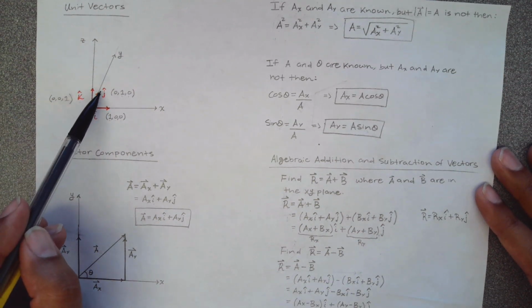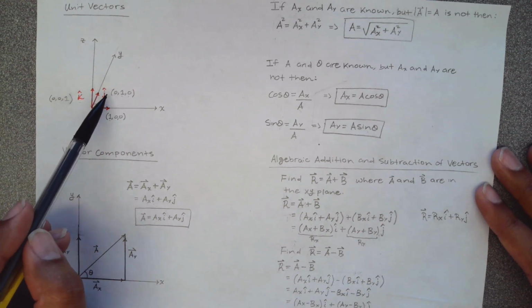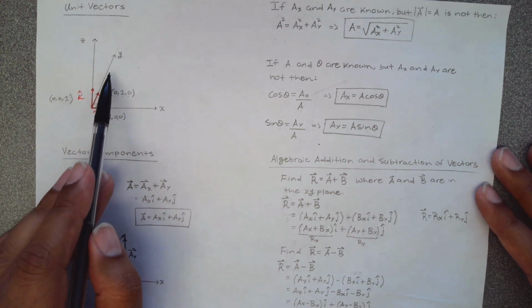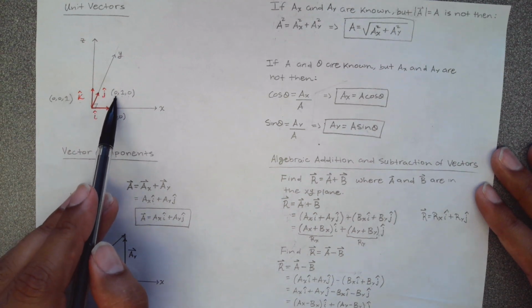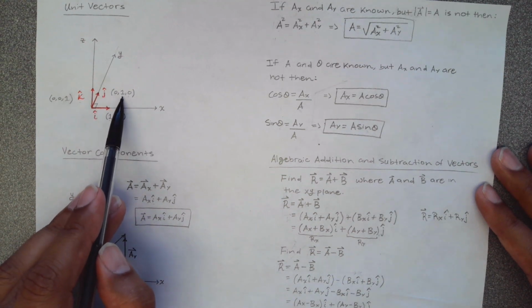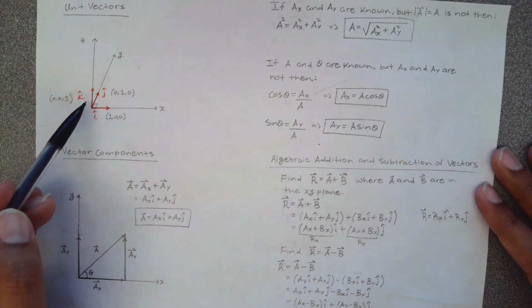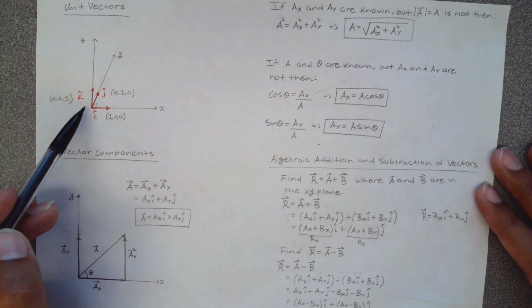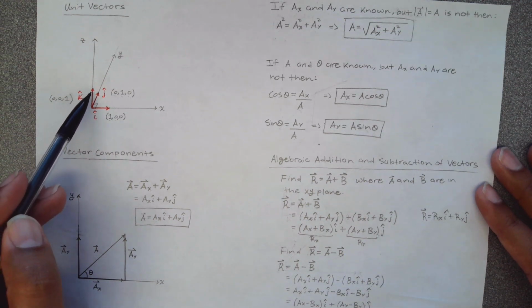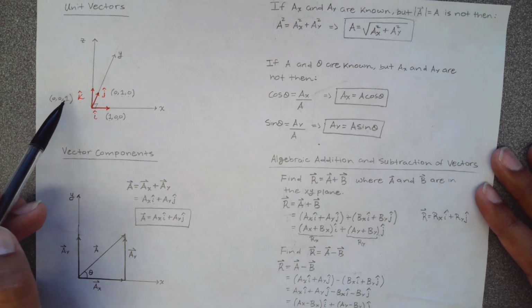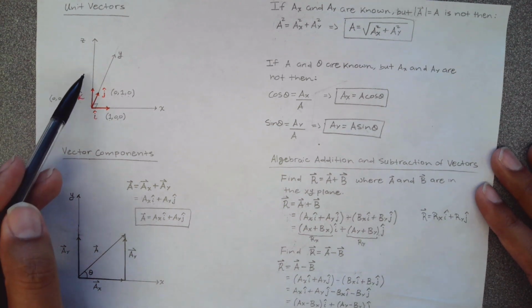Similarly, with the y direction, we associate the unit vector j hat. The length of this vector is 1, but since it's along the y direction, it's 0 along x, 1 unit along y, and 0 units along z. And with the z direction, we associate the unit vector k hat. Once again, the length is 1, but in this case it's 0 along x, 0 along y, and 1 unit along the z direction.